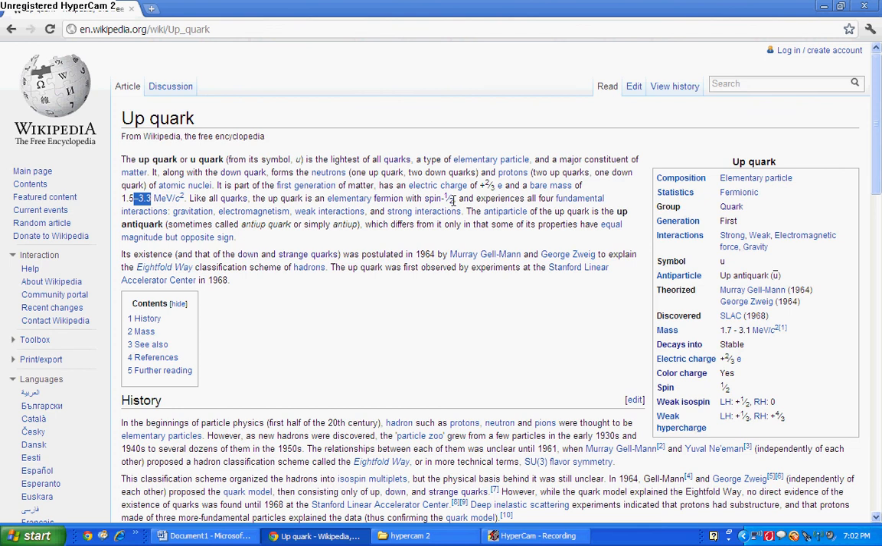It has a spin of 1/2. Basically, that makes it matter. It takes up space and it has mass. It participates in all the interactions: gravity, electromagnetism, which is like light or magnets, weak interactions, which is like the way particles decay, and strong interactions. The antiparticle is the up antiquark, or just the anti-up. It has a charge of minus 2/3, but that's the only difference as far as we know.